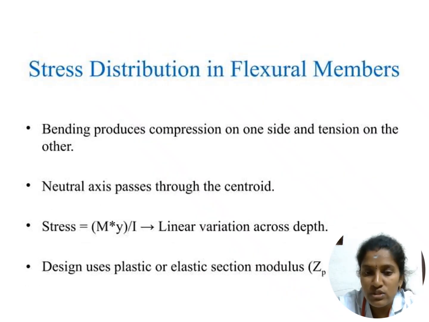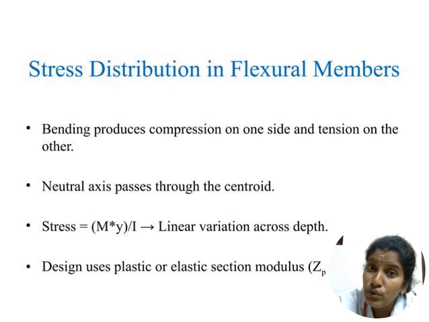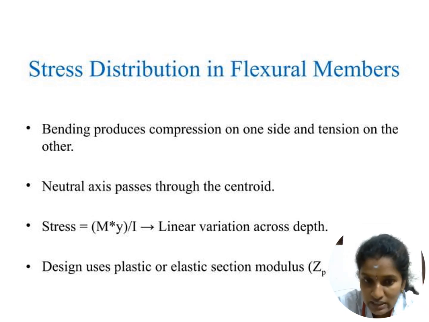Next is stress distribution. Here the bending force will produce compression on one side and tension on the other side. That will be the stress distribution in this flexural member. We have to consider both tension and compression, and understand which member will carry the tension and which will carry the compression. Likewise, what do we mean by central? This is the central point of the section, the centroid. The neutral axis mainly passes through the centroid here. So how do we calculate the stress? That will be calculated by using M times y divided by I.